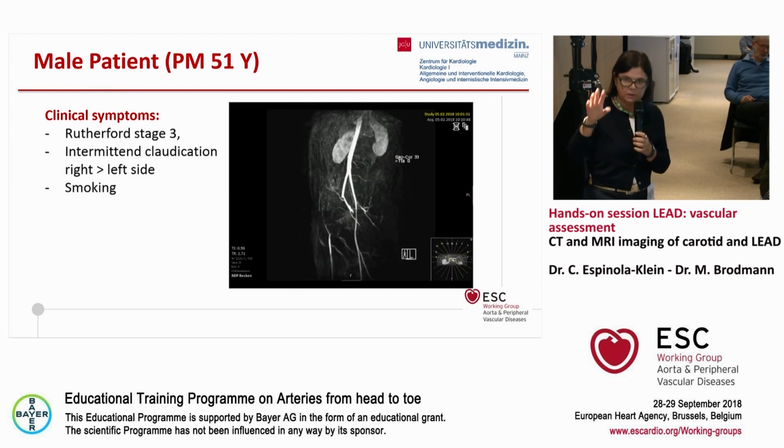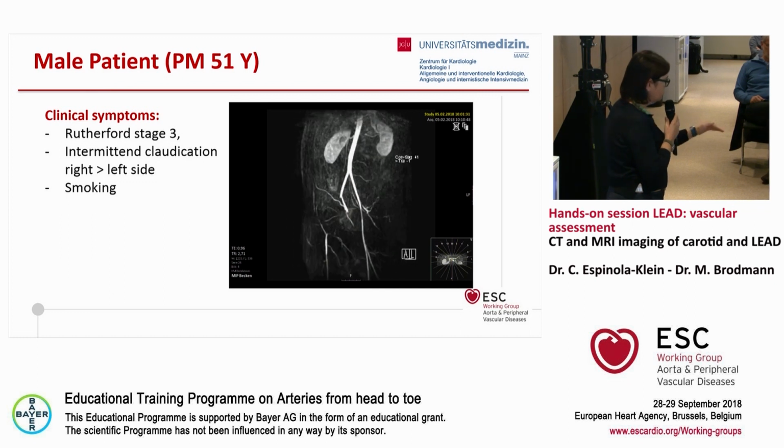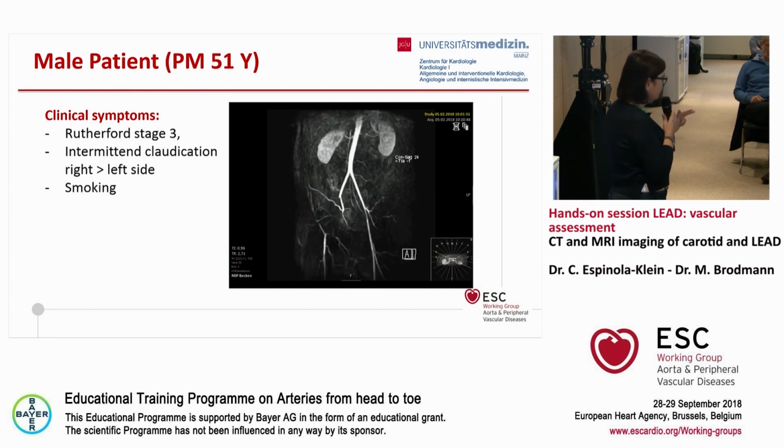So even if he is not able to work, I would recommend the approach first: stop smoking, medication, and wait at least one to two months because he has a nice collateral over there, how he's improving. Okay? Yeah, Elena?